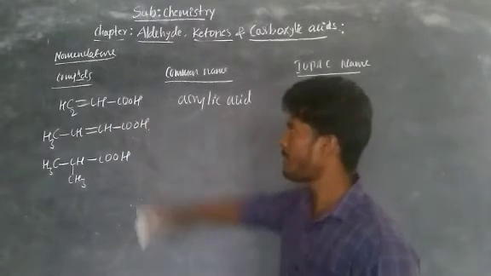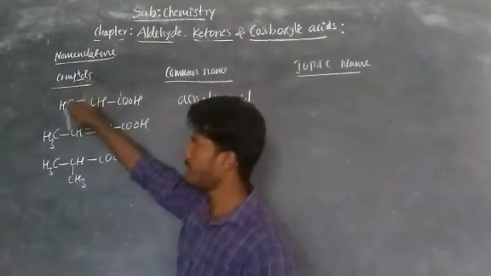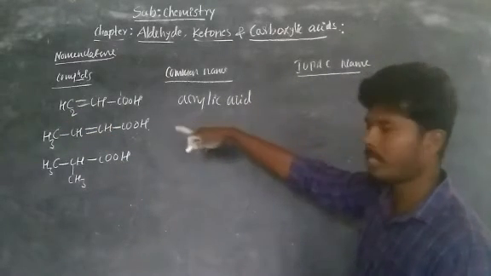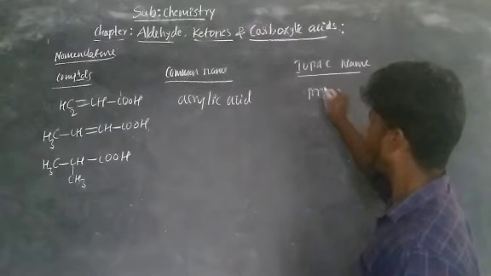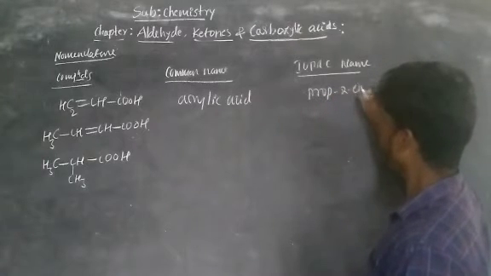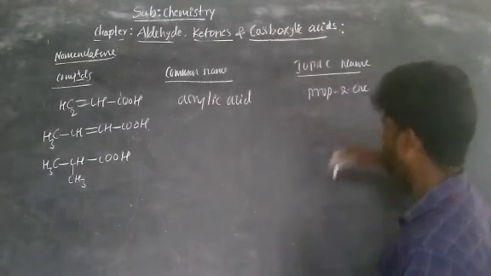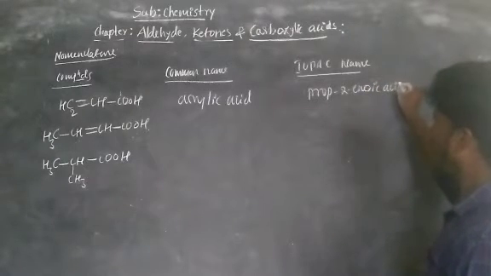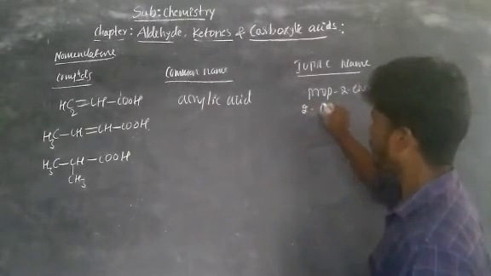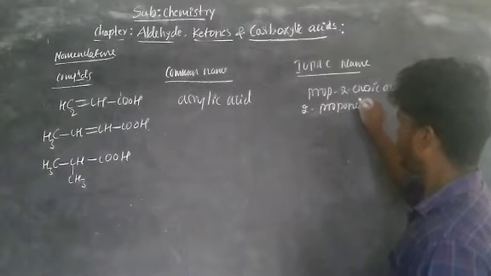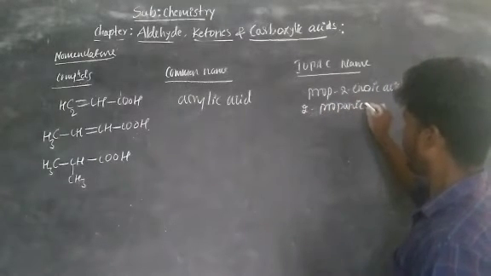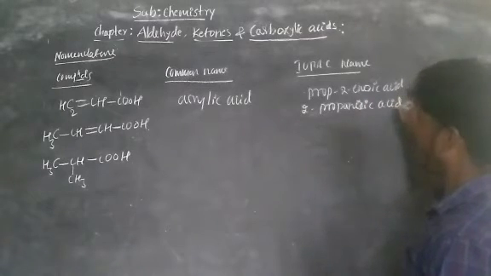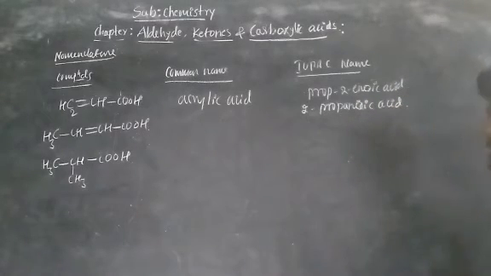Then the IUPAC name is, give number 1, 2, 3. Second carbon containing alkene. So how many carbons are there? 3. 3 means prop. 2-ene, carboxylic, that is oic acid, so propenoic acid, or we call it prop-2-enoic acid.